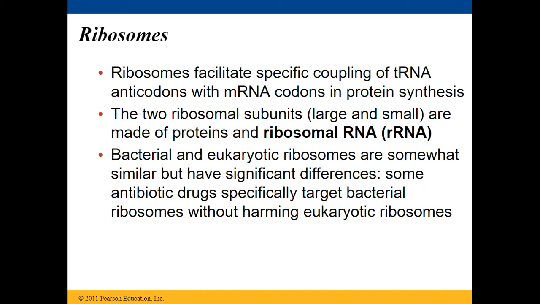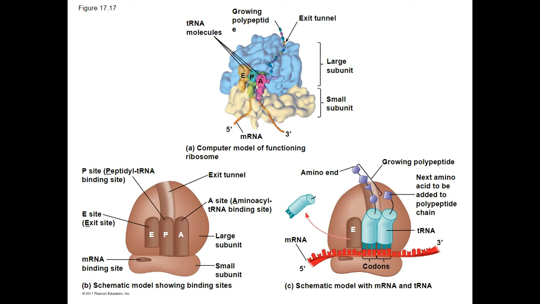Bacterial and eukaryotic ribosomes are somewhat similar, but they have differences in their structure. Some antibiotic drugs specifically target the bacterial ribosomes that we are trying to attack in our body without harming the eukaryotic ribosomes. We are going to focus mostly on eukaryotic translation because prokaryotic gets very confusing.